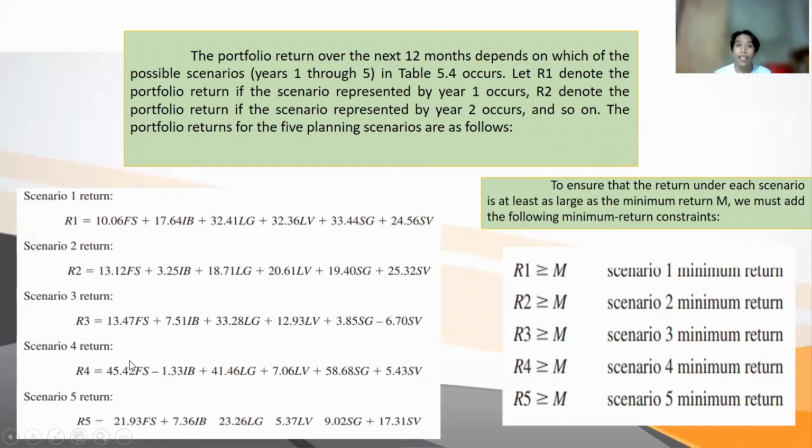Then, let us now introduce the variable M. This variable M represents the minimum return for the portfolio. So, as we have already shown, one of the 5 possible scenarios in table 5.4 will determine the portfolio return. Thus, the minimum possible return of the portfolio will be determined by the scenario which provides the worst case scenario.